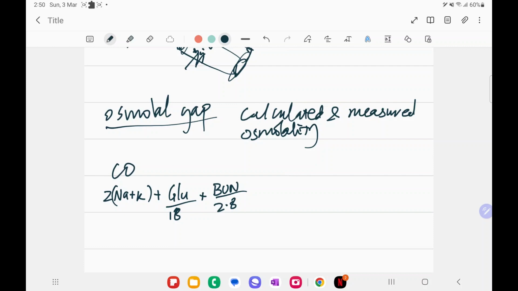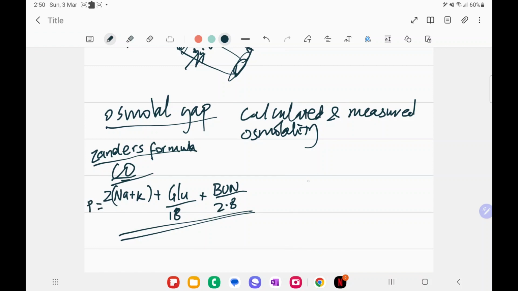This is the calculated one. If you want an even more accurate calculation, there's something called Zander's formula, but anyway, we're not doing that. I'll just write that down. You can check this out. Zander's formula. This is the most accurate method to calculate your osmolality of blood. So calculated osmolality is this, the basic formula which we have.